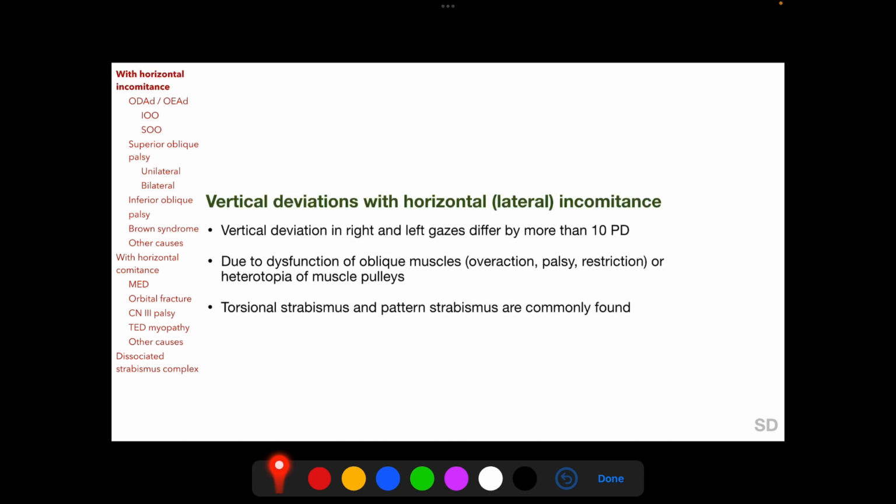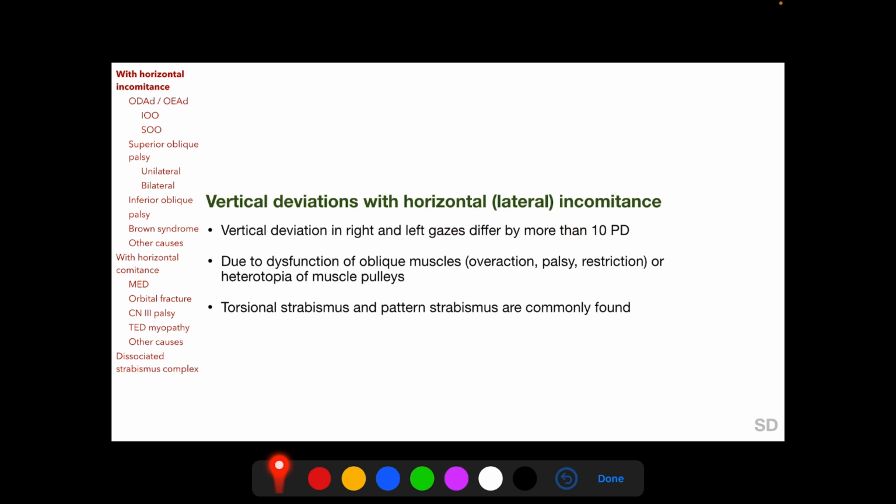Vertical strabismus can be broadly classified into vertical deviations with horizontal incomitance and vertical deviations with horizontal comitance. In this session, we will be discussing the vertical deviations with horizontal incomitance, and in the next session, we will be discussing the vertical deviations with horizontal comitance. In vertical deviations with horizontal incomitance, the vertical deviation between the two eyes is different in right gaze and left gaze, and this difference in the vertical deviation in right and left gaze positions is more than 10 prism diopters.